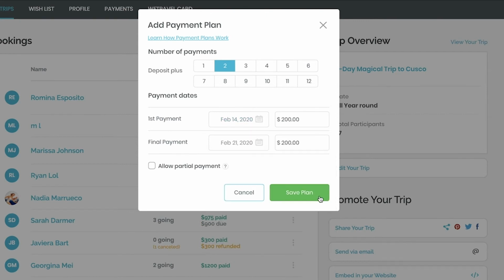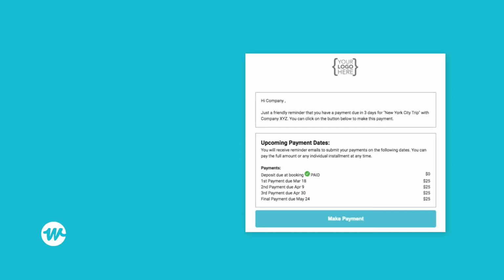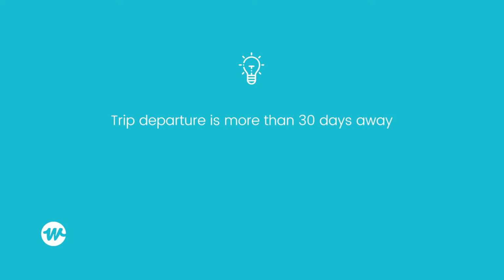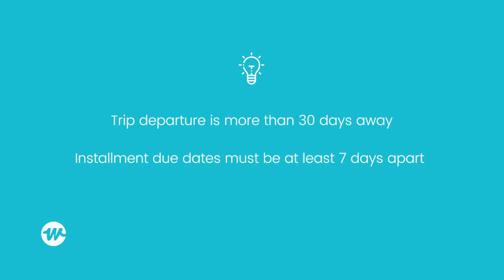Once you click Save Plan, the participant will automatically be sent an email reminder. WeTravel will automatically send these reminder emails to participants enrolled in payment plans. Note that payment plans can only be added if the trip departure is more than 30 days away, and installment due dates must be at least 7 days apart.